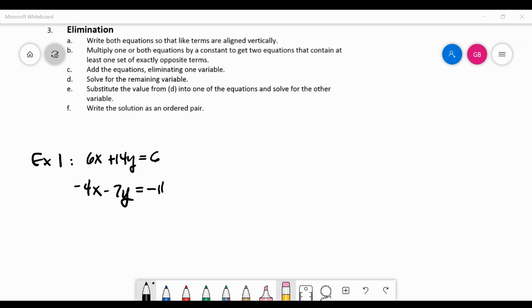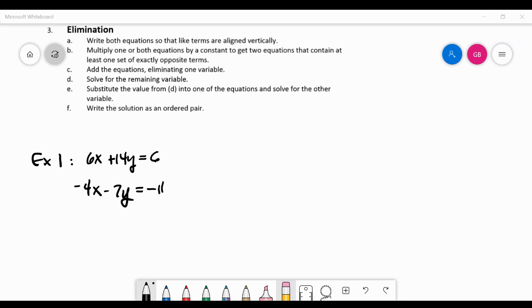In order for something to eliminate, they basically have to be almost the same, except that one term has to be positive and one term has to be negative. Okay, so we have 6x and negative 4x. Those are not the same. And we have 14y and negative 7y. Those are not the same either. But we could use multiplication to make them the same.